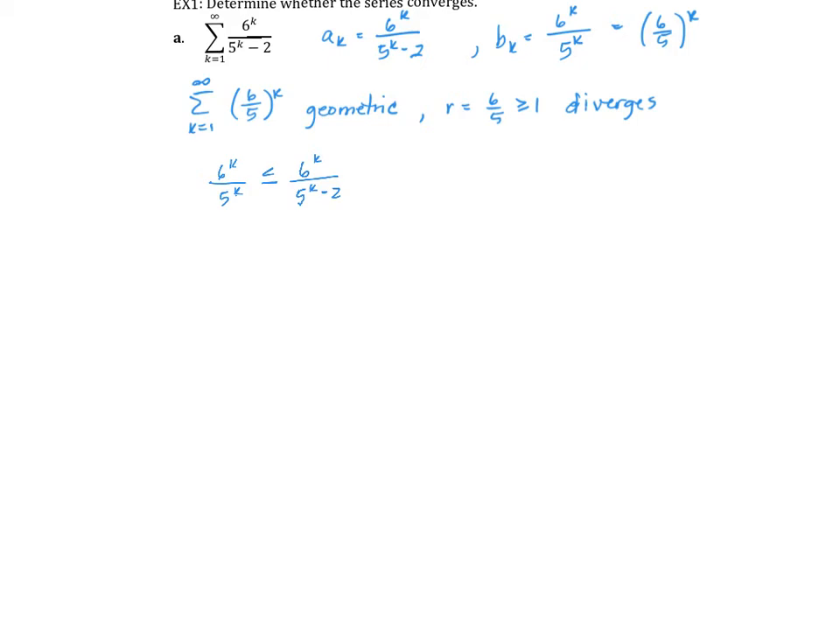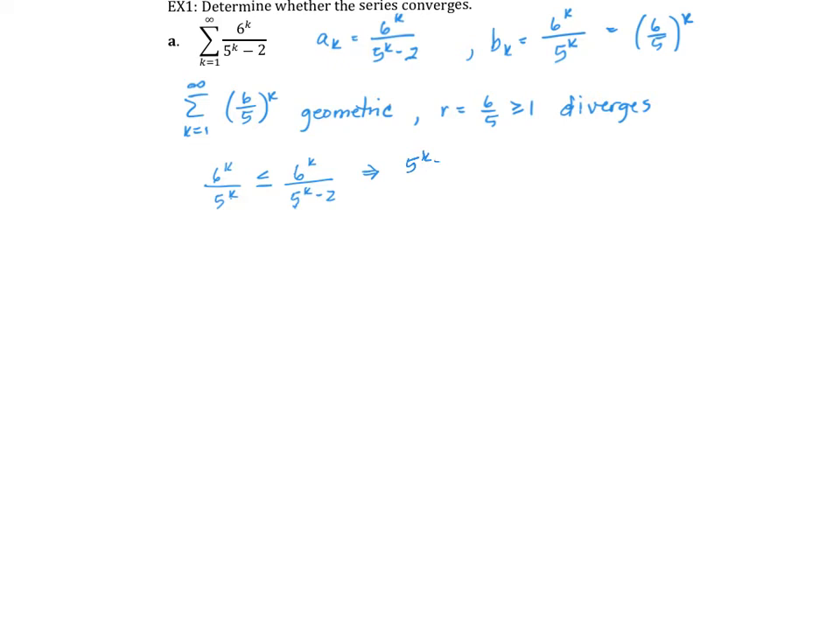One thing I could do is multiply both sides by 5 to the k minus 2 and divide both sides by 6 to the k. You have to be careful though, because this is an inequality. You want to make sure that you're not dividing or multiplying by a negative value, or else you have to flip the sign. But my k value starts at 1, so I know that these values will always be positive. What that gives me is 5 to the k minus 2 over 5 to the k less than or equal to 1. Is that true? Remember, that's what I'm trying to show.